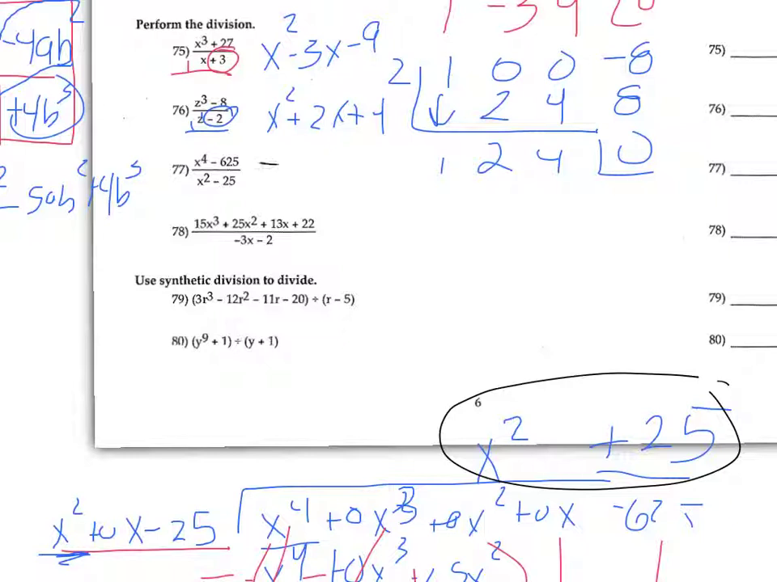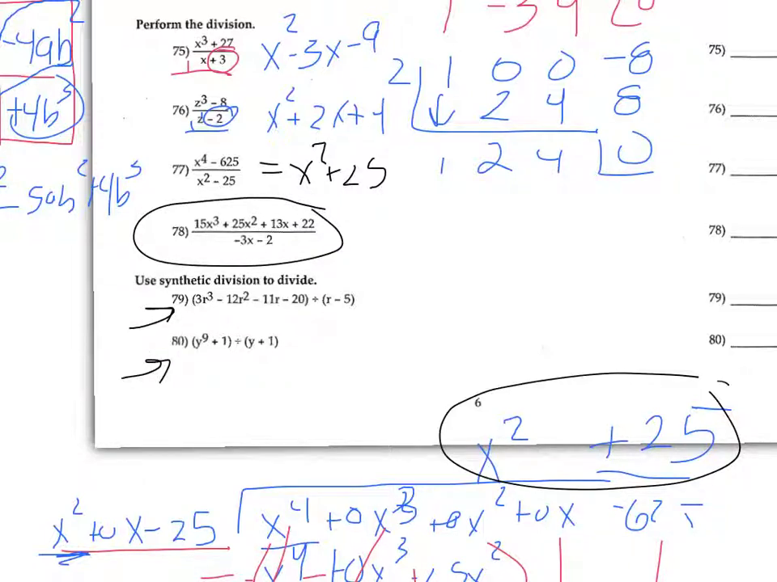So this right here, x squared plus 25. Now what I'm going to do is I'm going to do this one last. I'm going to do these because we can do these with synthetic division really quickly. And we get, so doing this first one, we have our negative 5, so we put a 5.